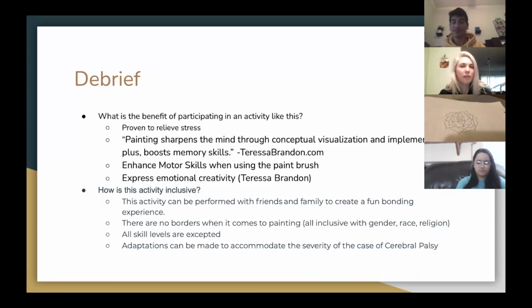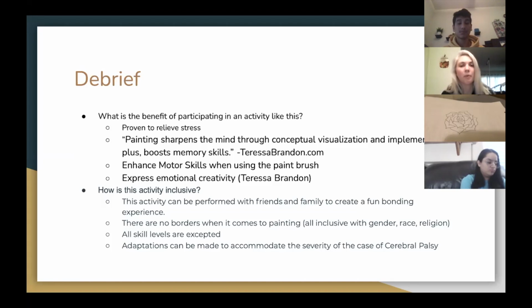Okay, so what's the benefit of participating in an activity like this? Vanessa did go over the benefits of painting, and this is a little bit redundant, but painting is proven to relieve your stress. When people have a lot on their mind, just like how people will go out in nature, painting will relieve that stress, and you feel centered after doing so. TeresaBrand.com said that painting sharpens the mind through conceptual visualization and implementation, and it also boosts memory skills.